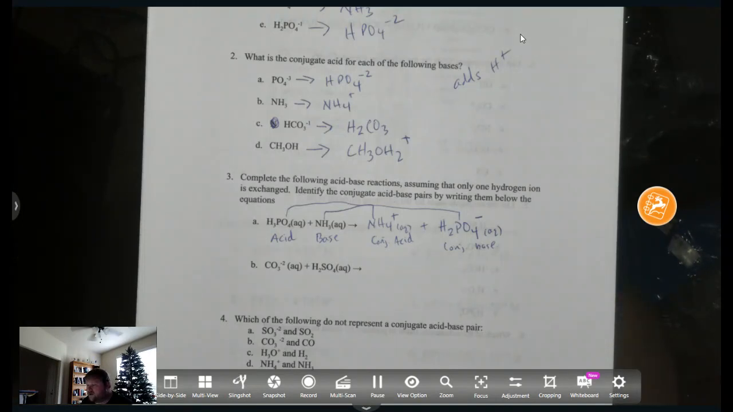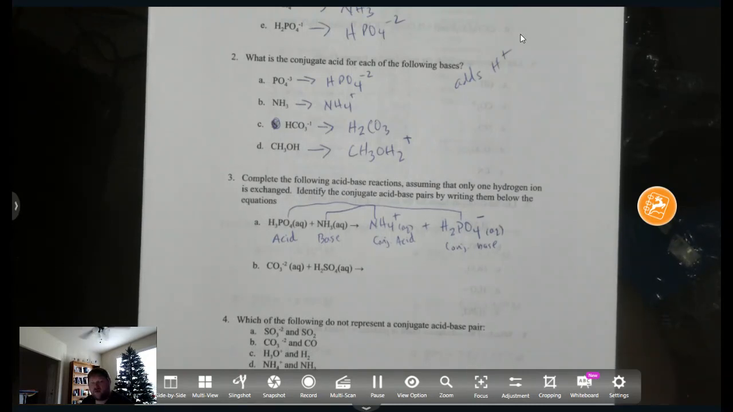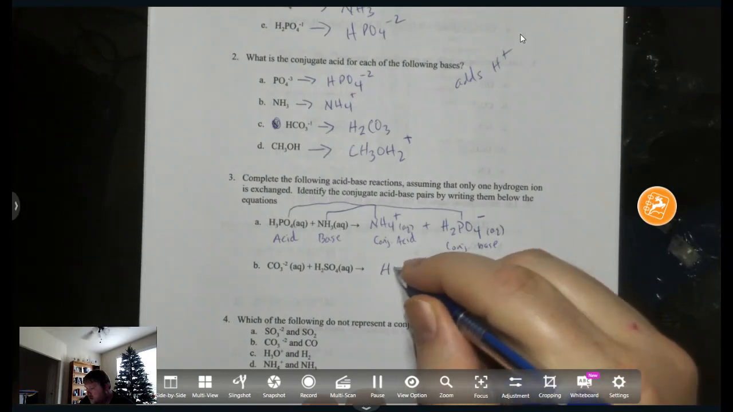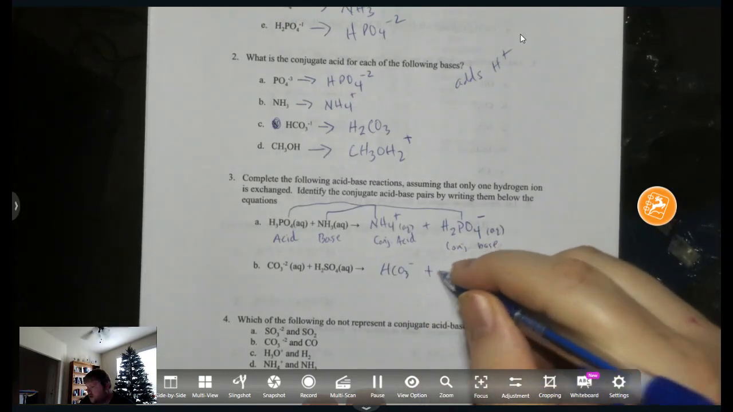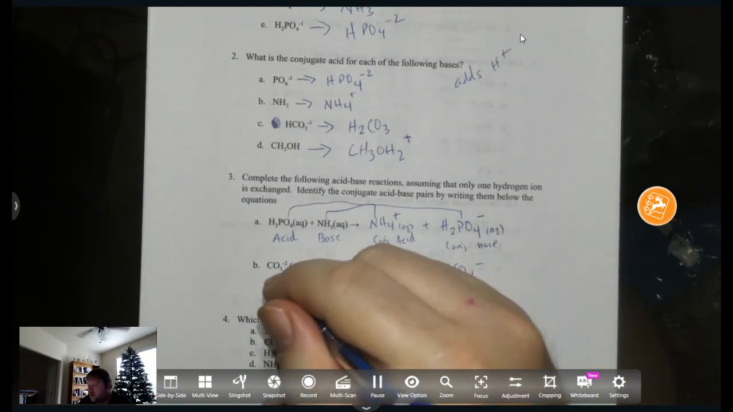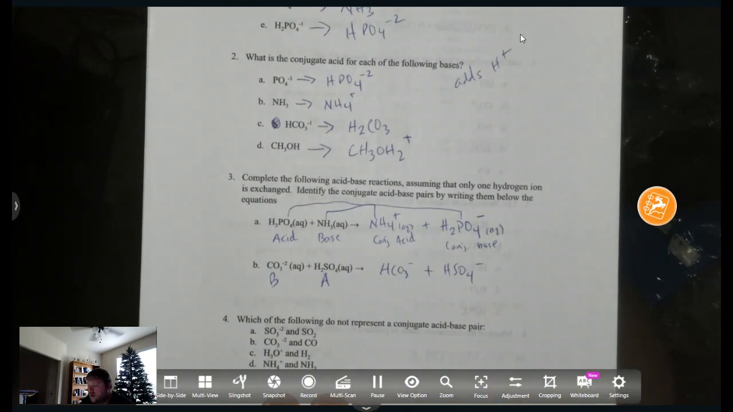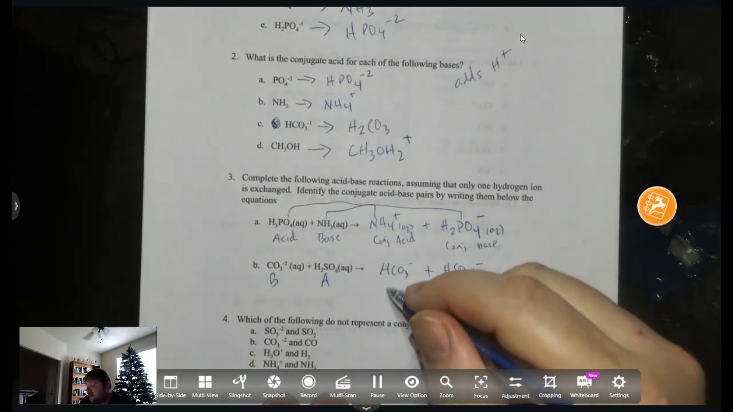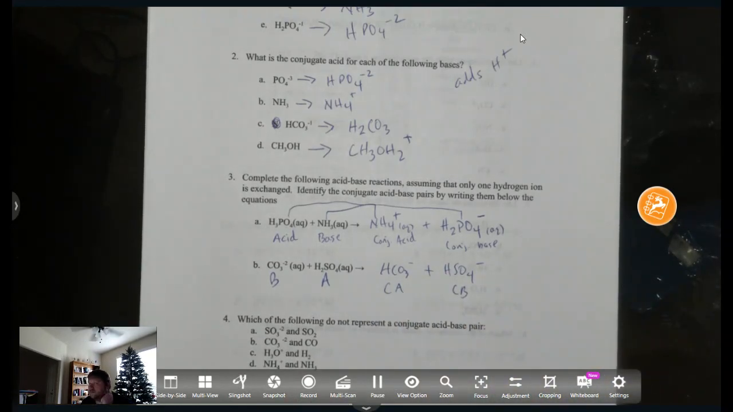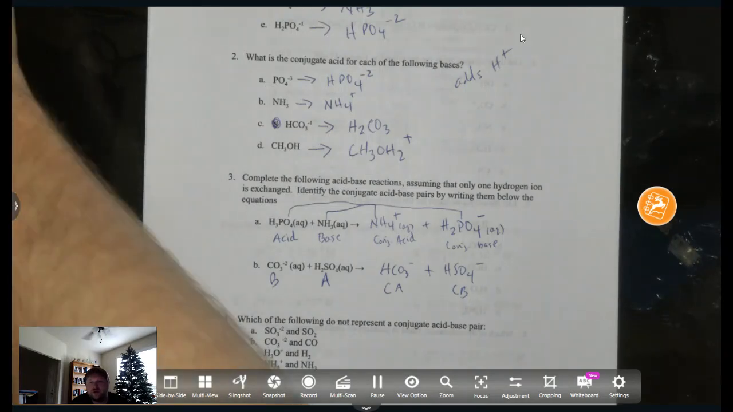All right, hit pause and try 3B if you want to, and I'll just throw the answer up so you can check your work. All right, so carbonate's the base, sulfuric acid's the acid, so that must mean this is the conjugate acid and this is the conjugate base. All right, hopefully that helps you a little bit with conjugates.